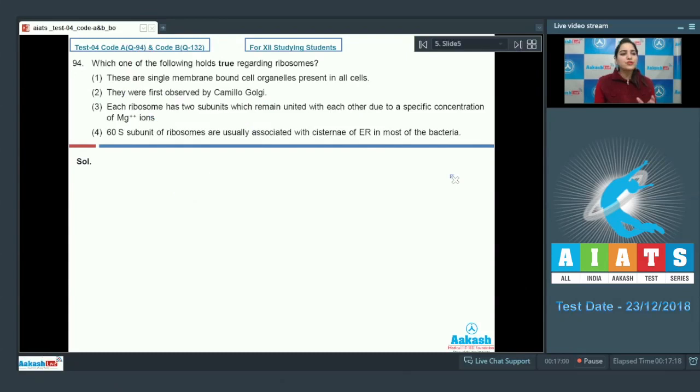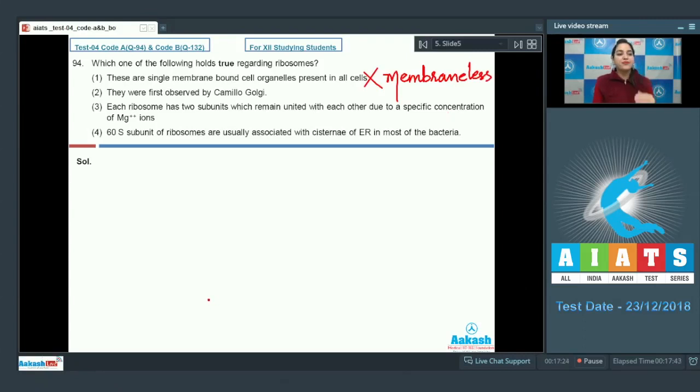It says, which one of the following holds true regarding ribosomes? Option 1 says they are single membrane bound cell organelles in all cells. Students, please notice this is absolutely incorrect because we know that ribosomes are membraneless. They are not membrane bound.